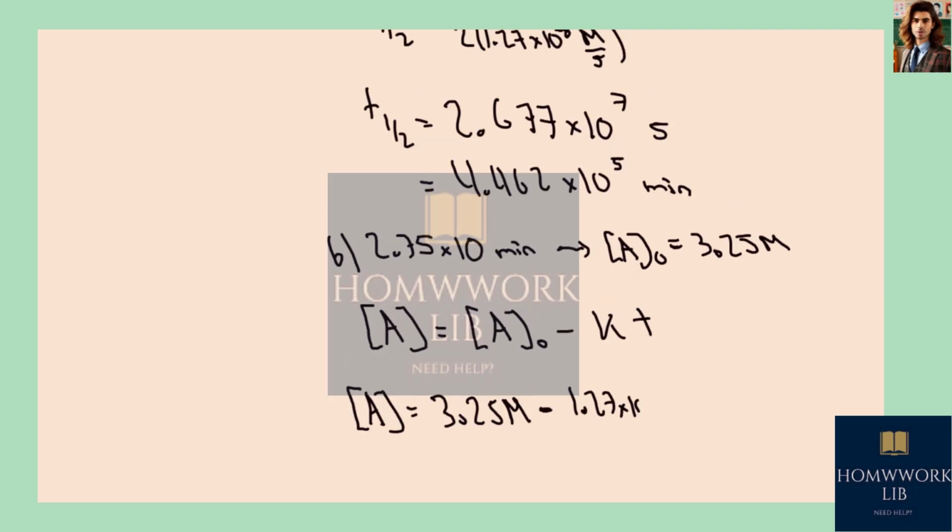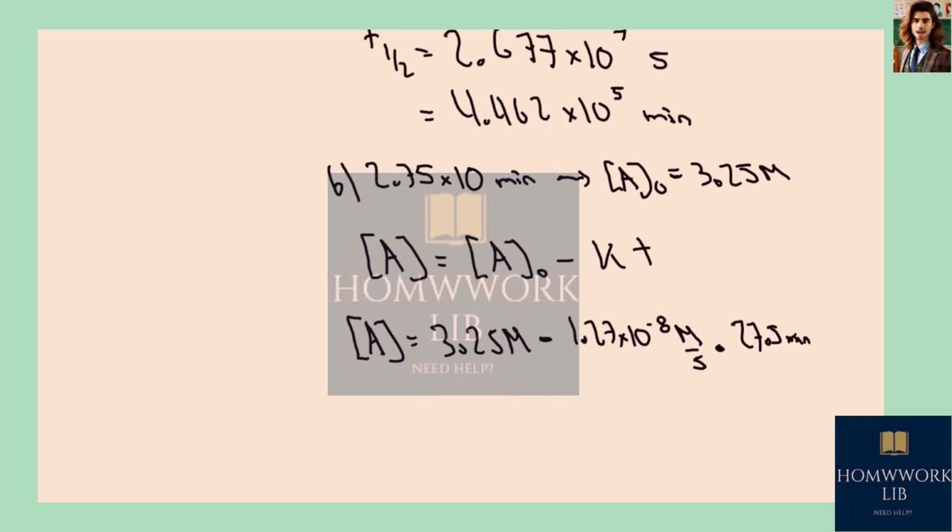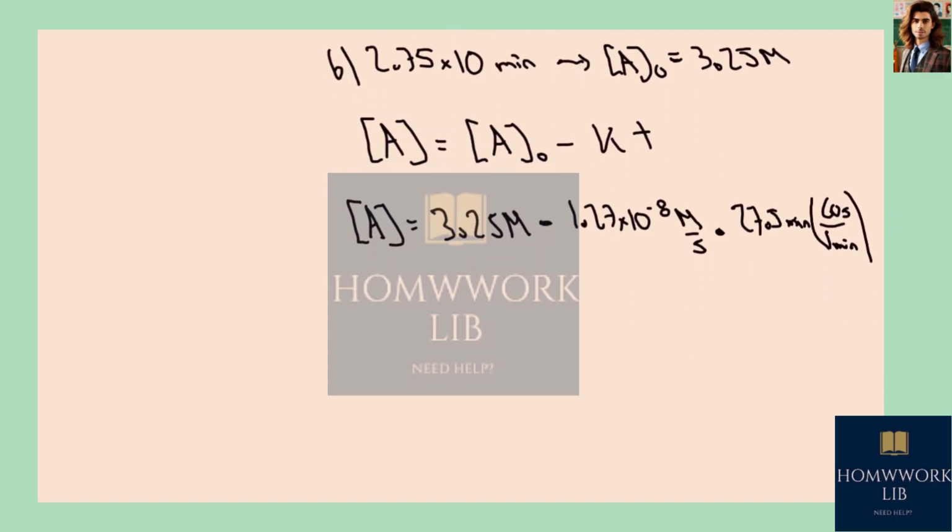In this case, we said that it was 1.27 times 10 to the minus 8 molar per second times my time, which is 2.75 times 10 minutes, which is 27.5 minutes. And we need to convert those minutes to seconds in order to match up the rate constant, right? So we know that in 1 minute, we have 60 seconds. So with this conversion, everything should work fine, and the result that we get for concentration is equal to 3.24998 molar.